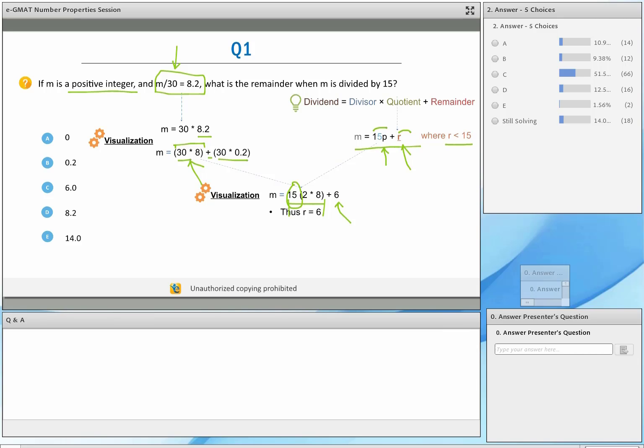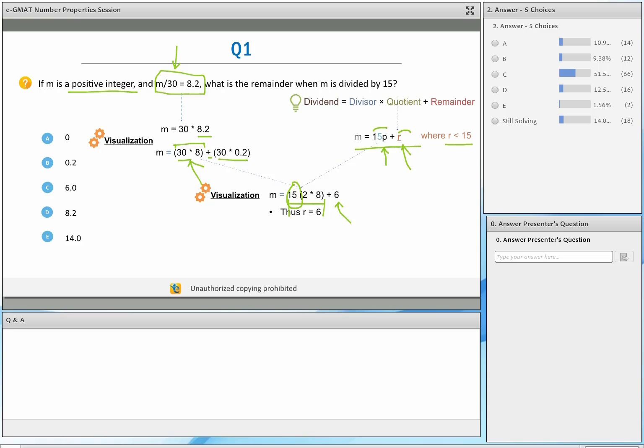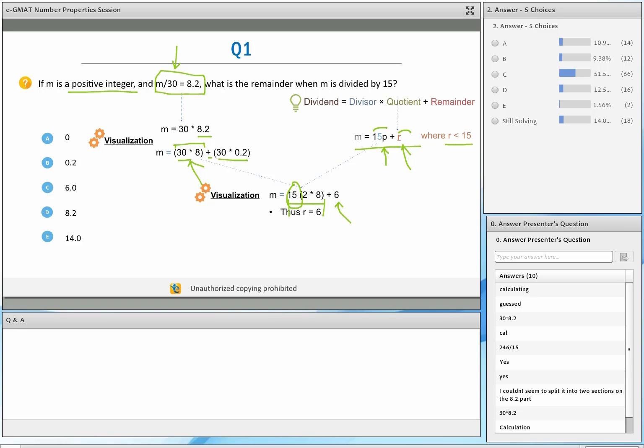Now, for those of you who didn't use this approach, how did you solve it? Did you do the calculation? m is equal to 8.2 times 30? Okay, do not do that because that's not going to help you. Quite a few of you did the calculation. So if you solve the question, you were able to solve this question using calculations, but as the questions get more difficult, the calculation is not going to help you.